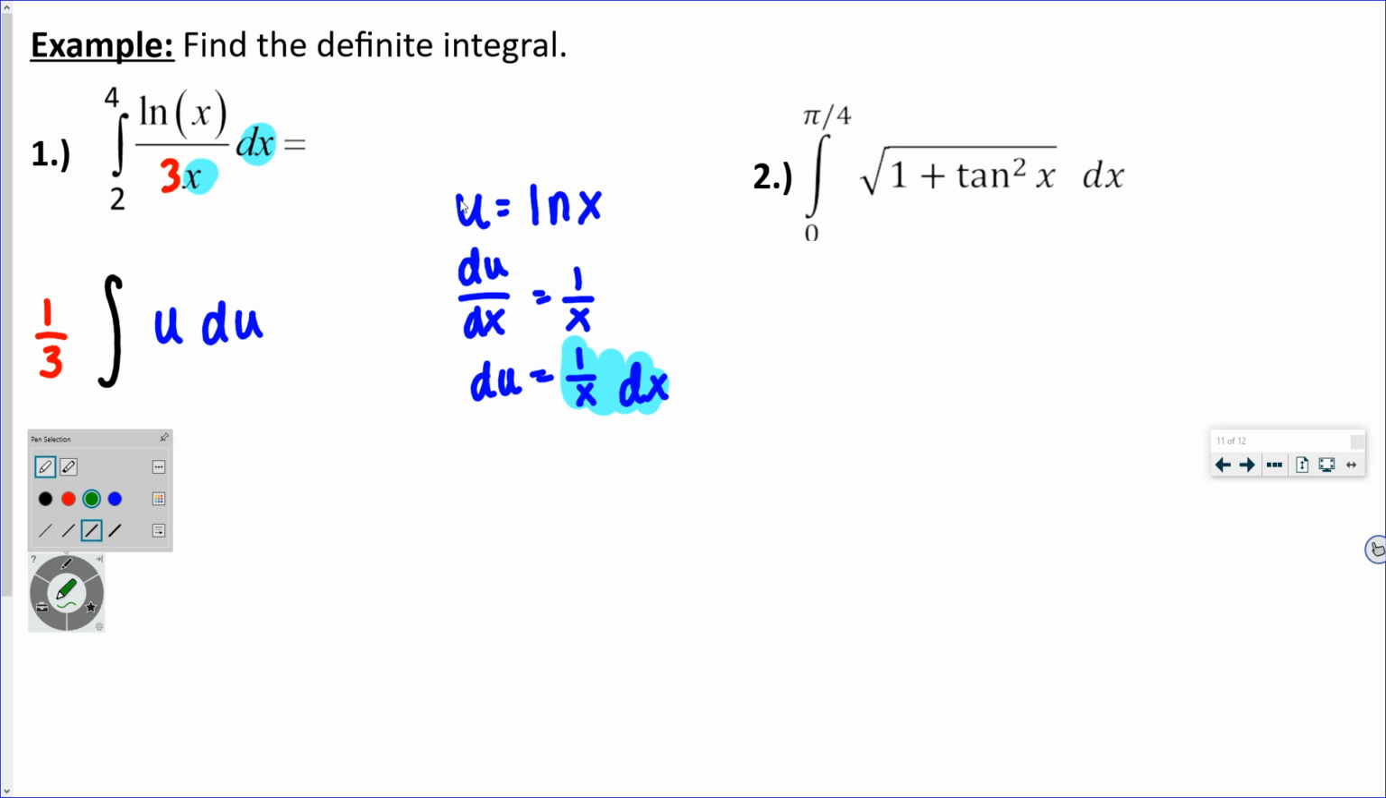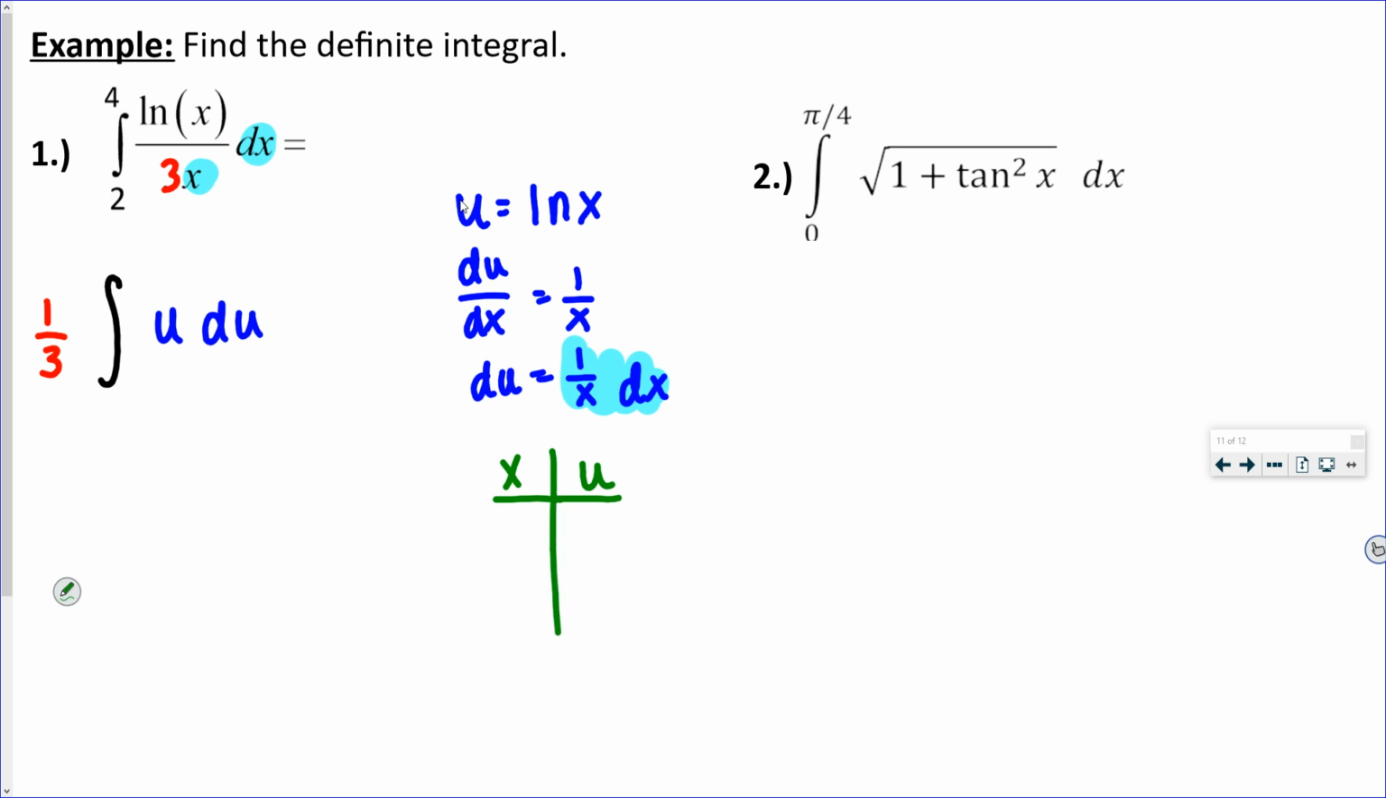All right, now for the bounds. If you don't want to change your bounds, you don't have to, because I've noticed that some of you like to do that. I personally like to change my bounds and get everything in terms of u, because then I can just plug and chug from there. But if you want to antidifferentiate from here and then back substitute in and then plug in your bounds, you can do that. I'm just going to change my bounds. So they start off at 2 and 4, plugging them in here. So I get the natural log of 2 and the natural log of 4 as my new bounds.